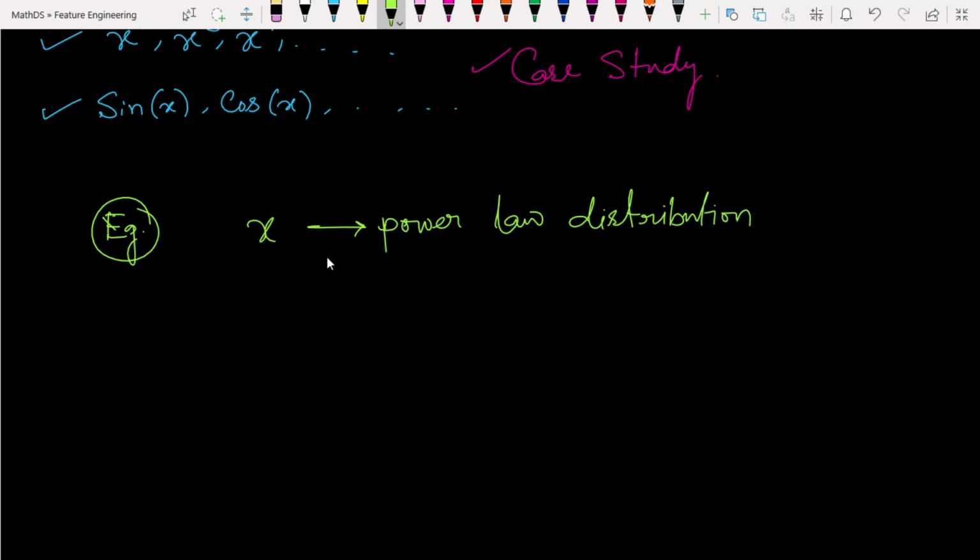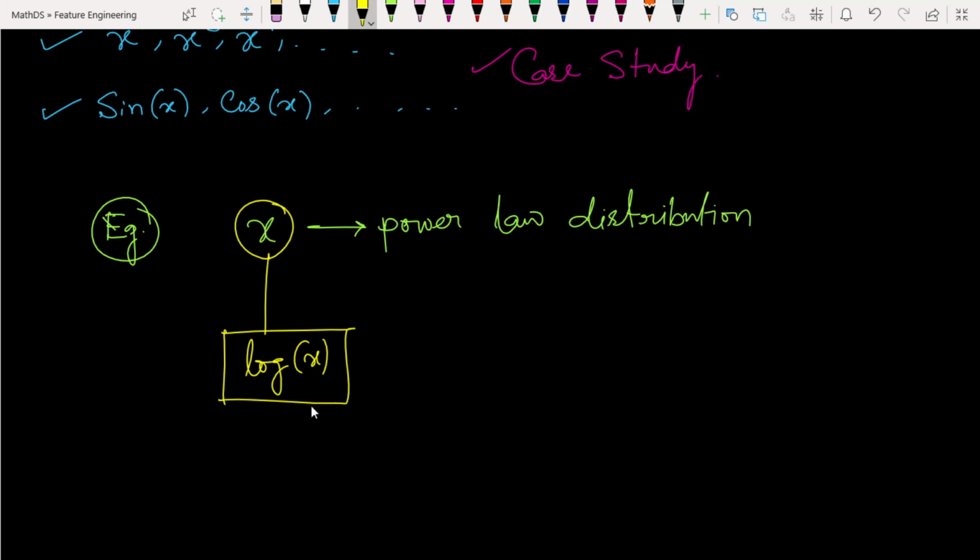If some variable follows the power law distribution, then in general we apply log x to it. Or we can apply the Box-Cox transformation, because we have already seen that log x is one case of the Box-Cox transformation.